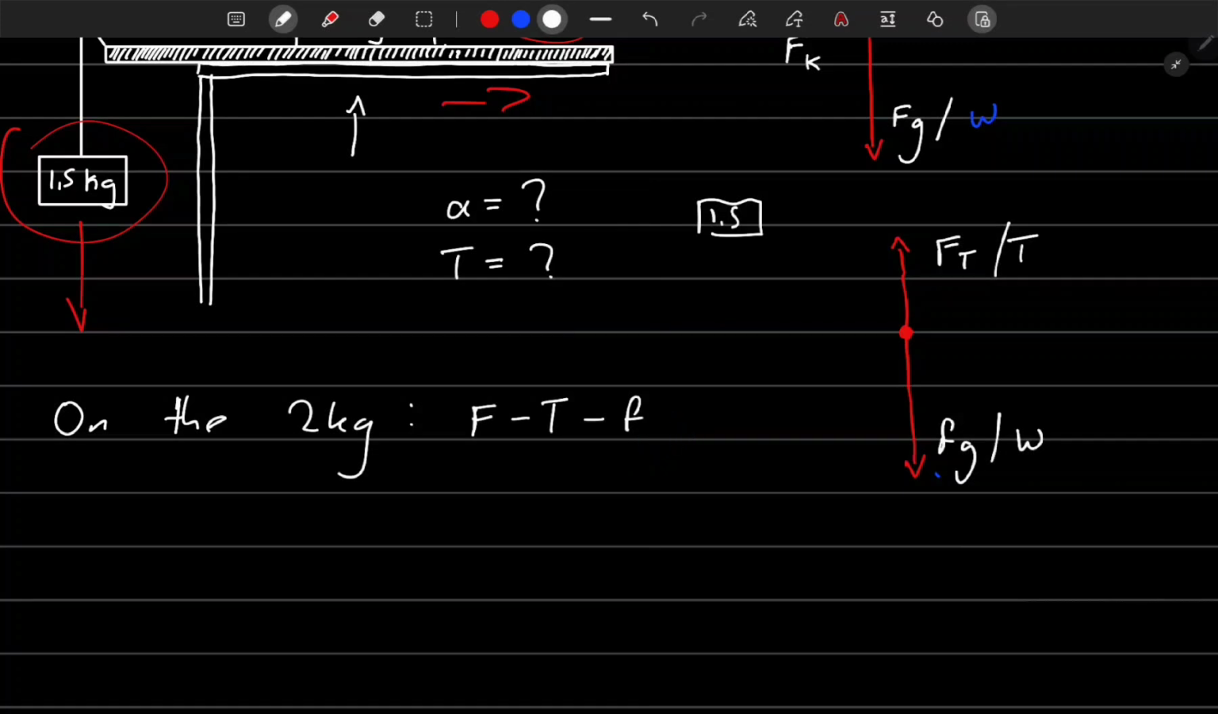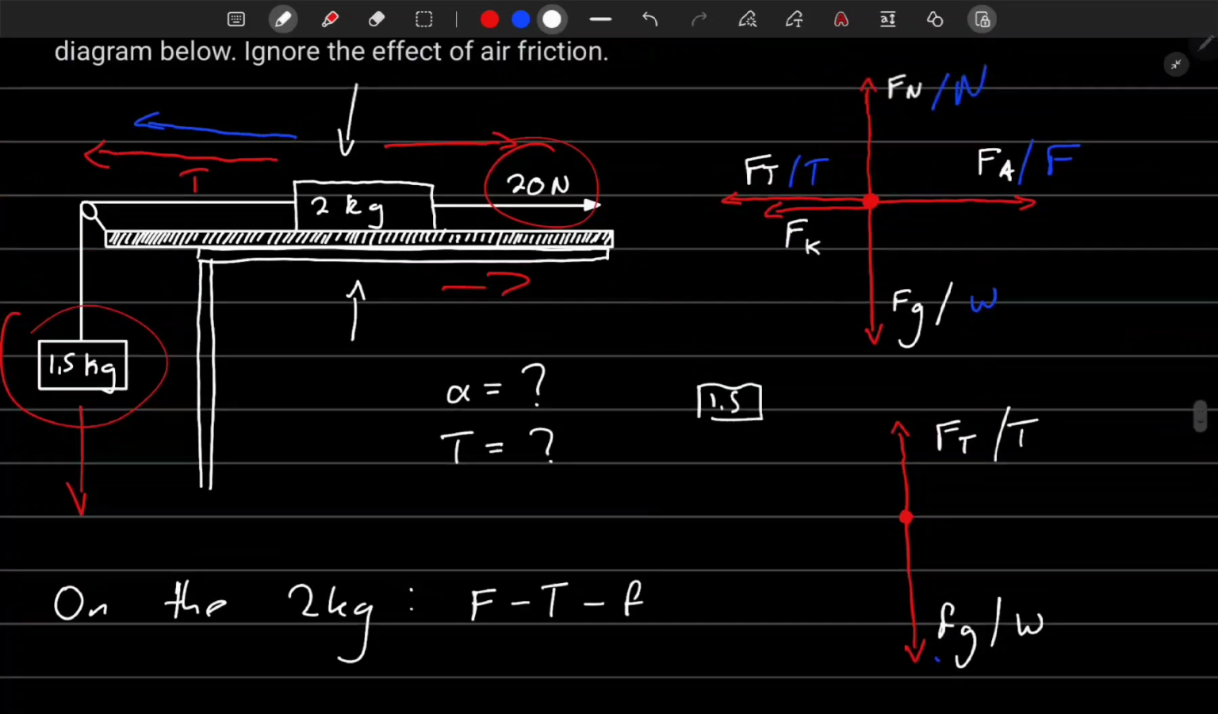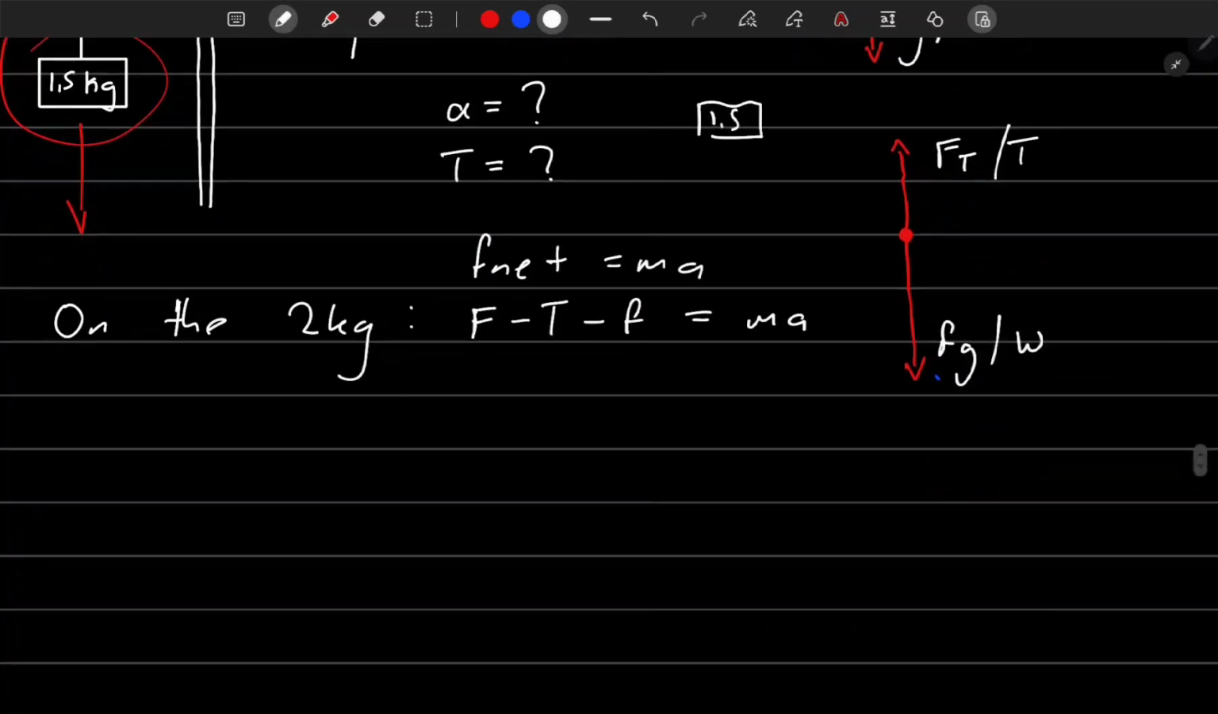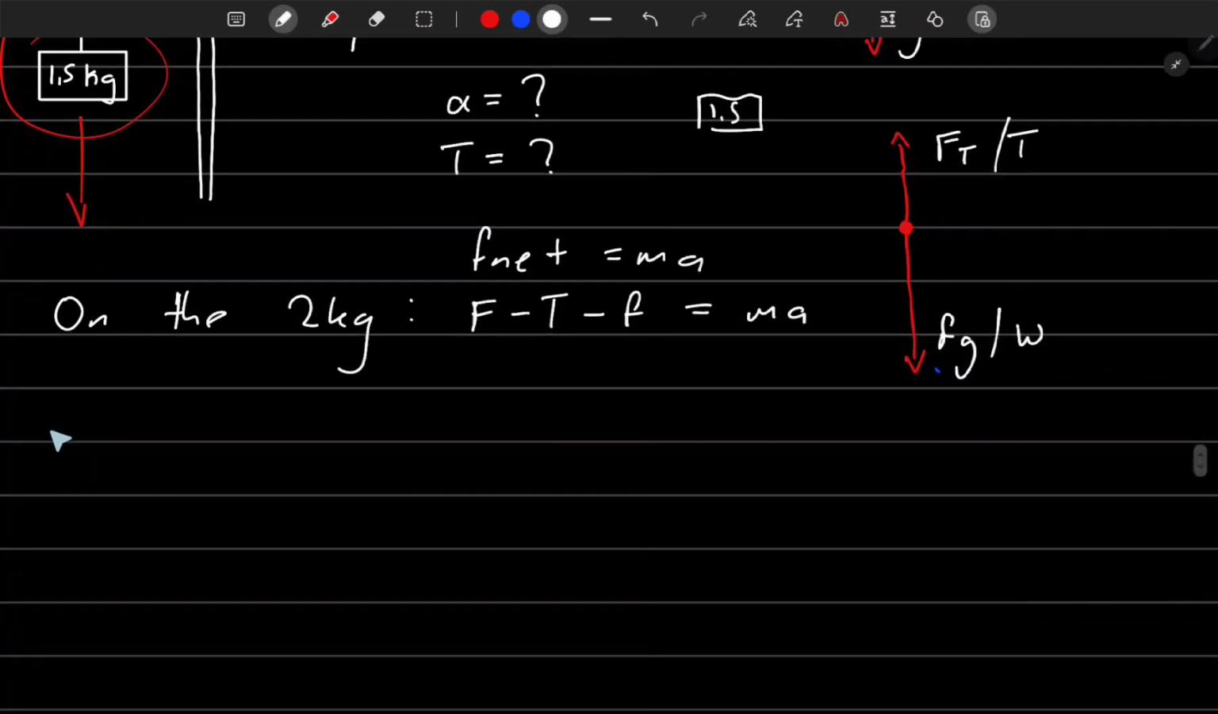Newton's second law of motion has the equation F net equals ma. That means you sum up all the forces acting on an object and equate it to the mass times acceleration. Let me continue down here. So we say that F minus T minus f is equal to ma.